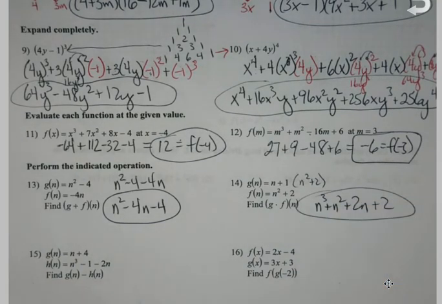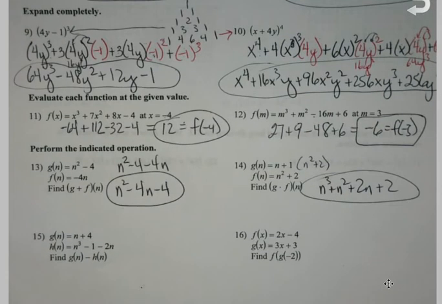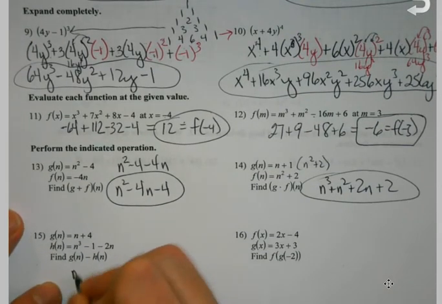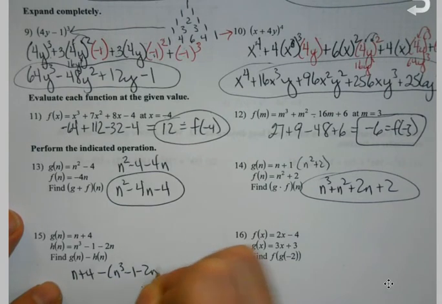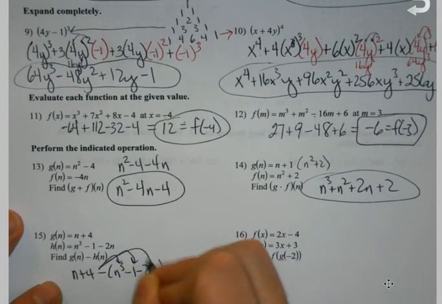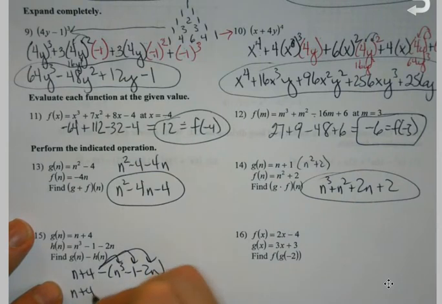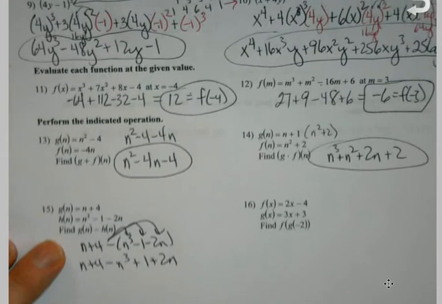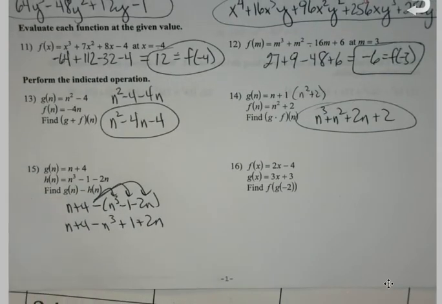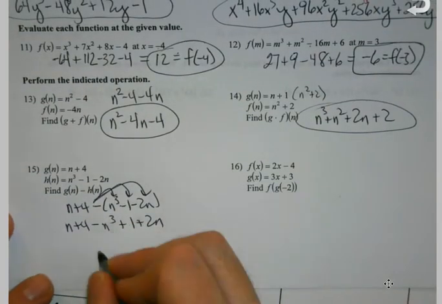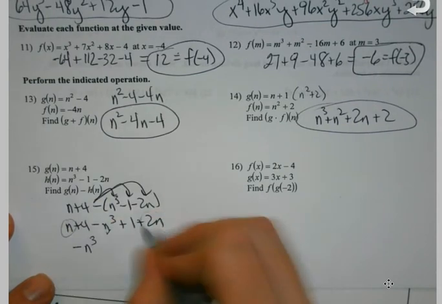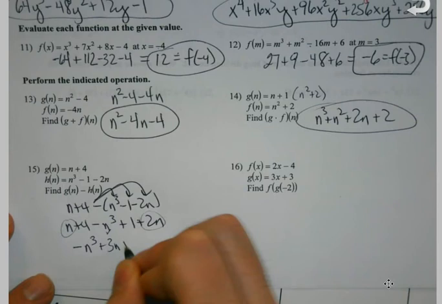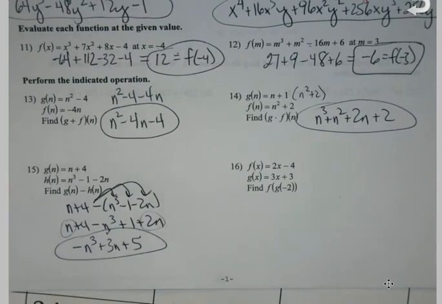Okay. Watch what it's asking you to do. G of n minus h of n. Okay. G of n minus, notice the parentheses because I'm subtracting the whole quantity, not just the n to the third. Basically, that's just going to change the signs on all of the second part of my problem. Greatest to least degree. There we go.